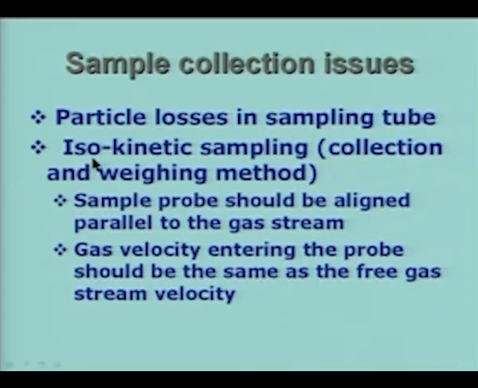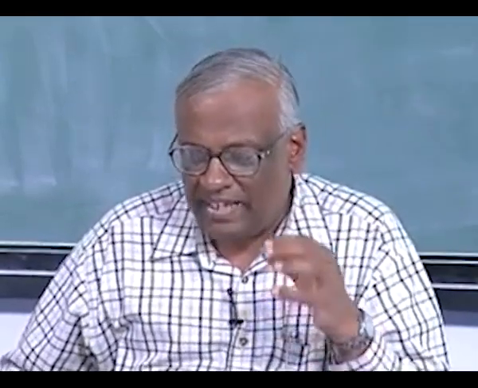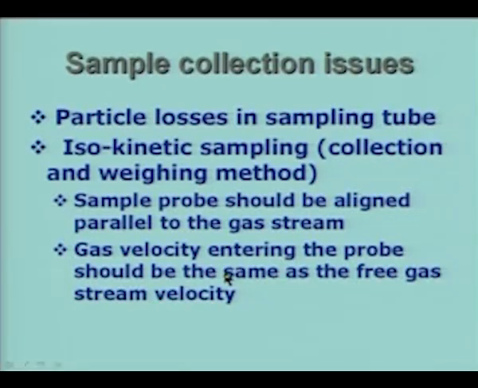Then there is what is called isokinetic sampling. This is an important concept. Before collecting and weighing the particulates, we have to do what is called isokinetic sampling, and it can be simply mentioned in the form of the following two statements. The sample probe should be aligned parallel to the gas stream, that is very important. The gas stream should not impinge on the side of the tube, because, as I mentioned, the particles can settle down on the sides of the tube. And the gas velocity entering the probe should be the same as the free gas stream velocity.